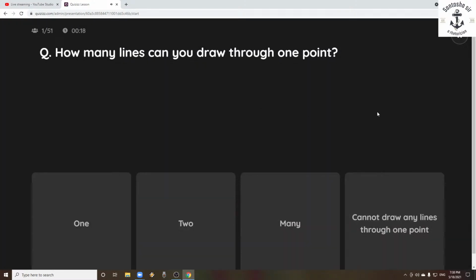How many lines can you draw through one point? Read the options and pick up the right one. How many lines can you draw through one point?